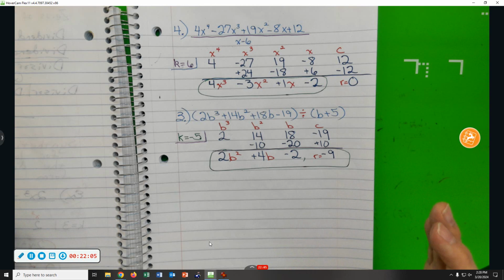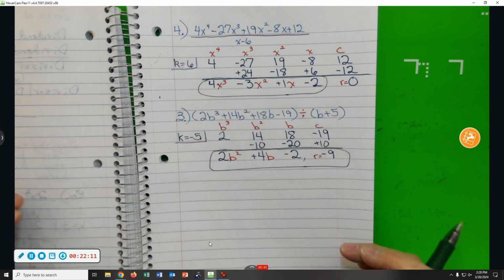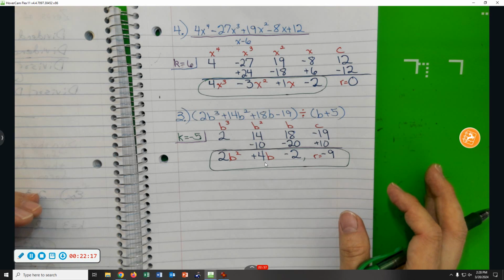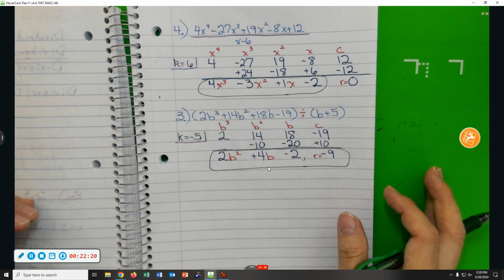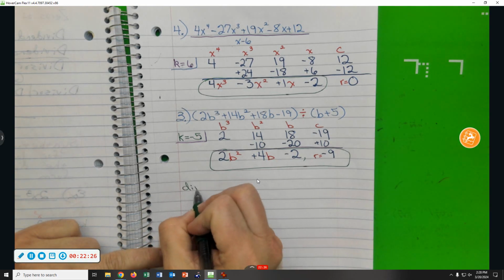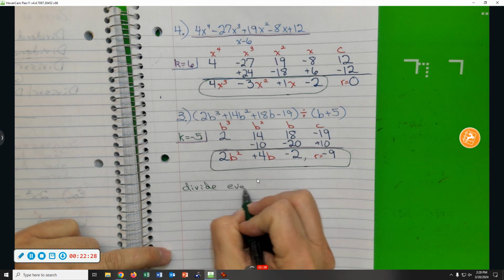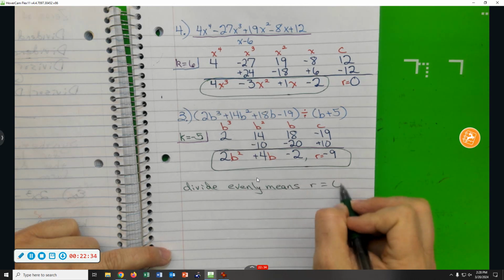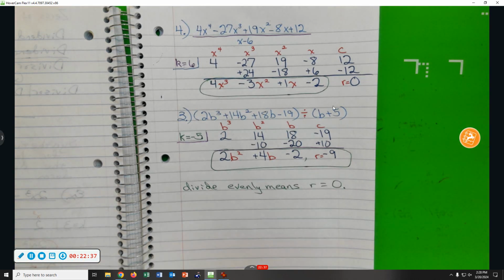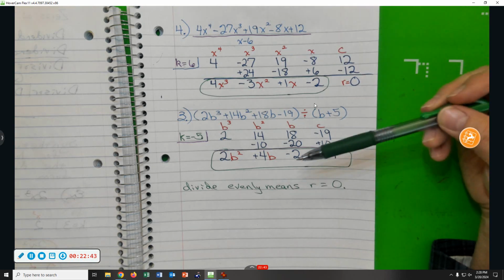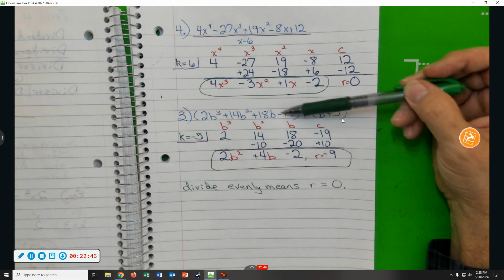Do y'all remember that terminology? Something goes evenly into something. A number divides evenly. That means that the remainder is 0. For instance, 2 divides evenly into 8 because 8 divided by 2 is 4 with no remainder. Dividing evenly means the remainder is 0. So we say in number 4, x minus 6 divided evenly into the dividend, but b plus 5 did not divide evenly.